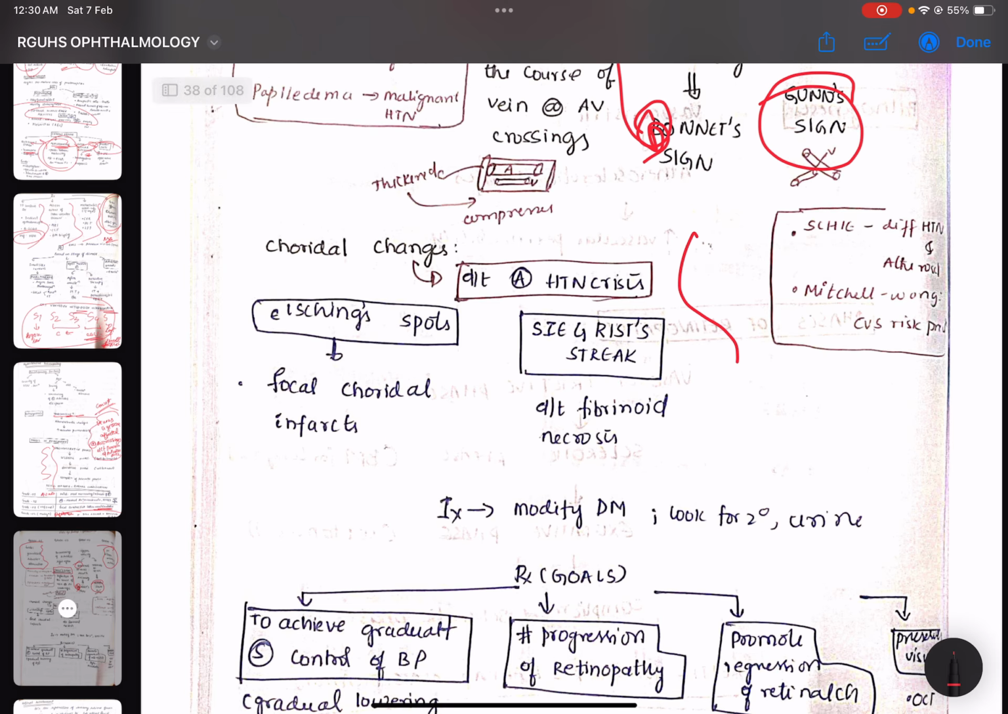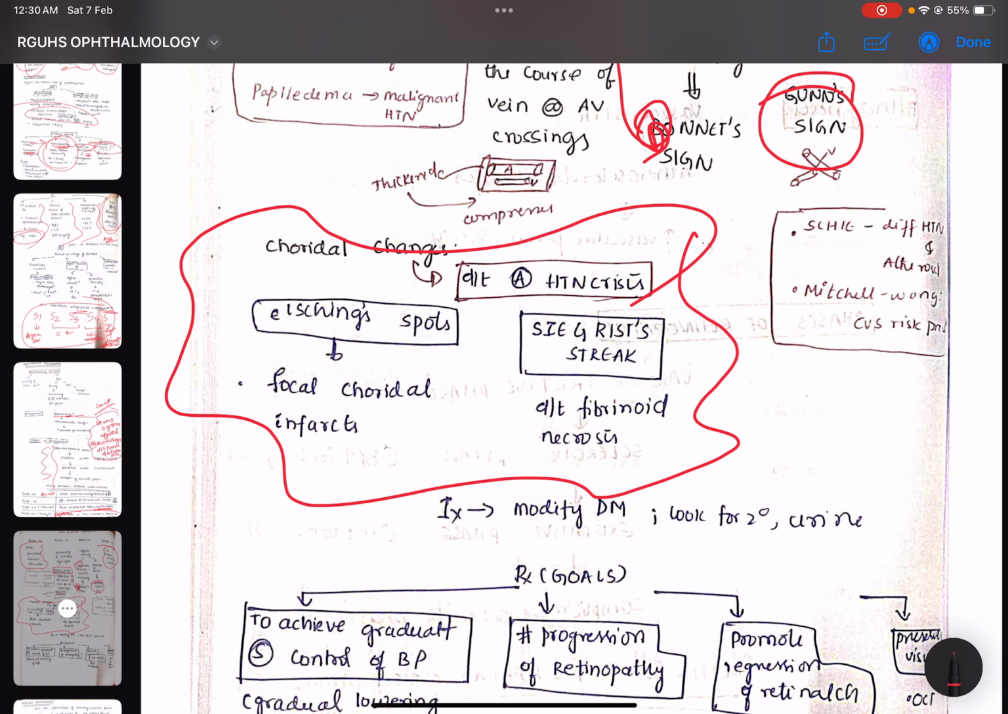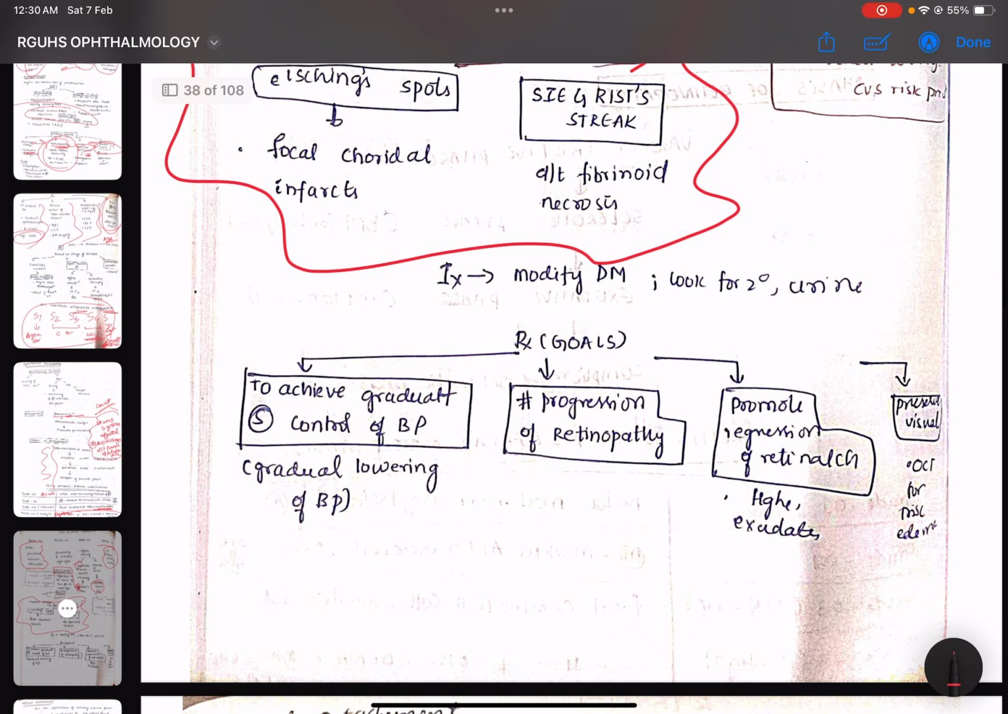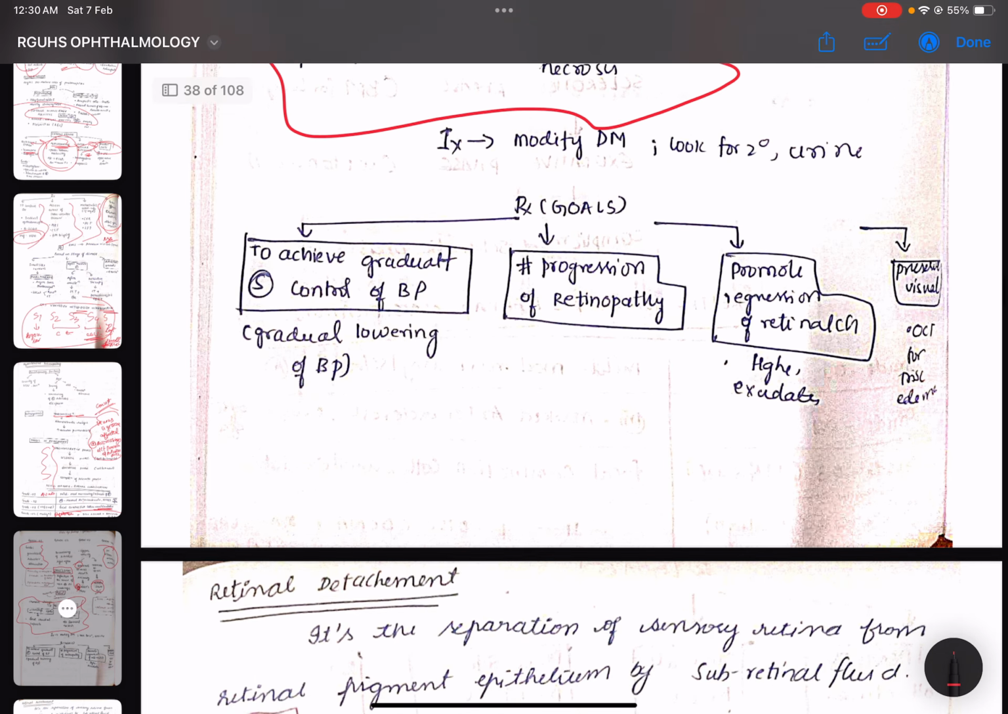Then these are the choroid changes which you need to remember. Okay, investigation, again you have to modify the disease. Okay, these are the treatment goals.